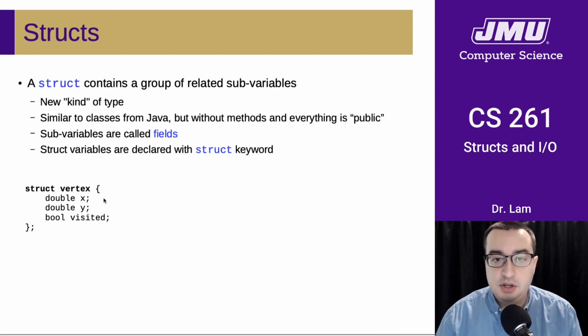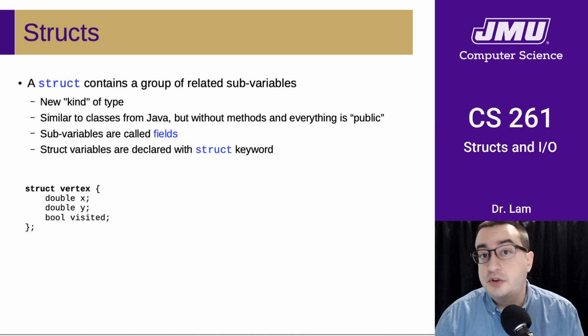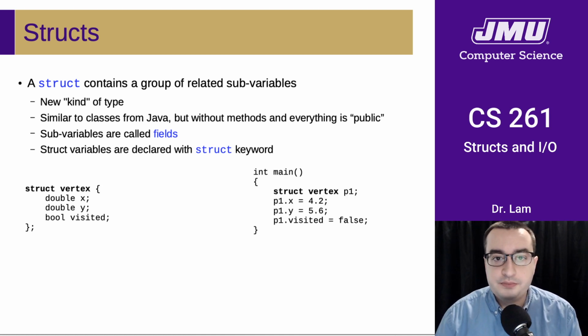Maybe you're used to terminology from Java. So it has 2 double precision numbers, x and y, and then a Boolean value called visited. So this is a struct that might be useful in thinking about graph traversals, perhaps, if you've heard of those before. So here's an example of using a struct.